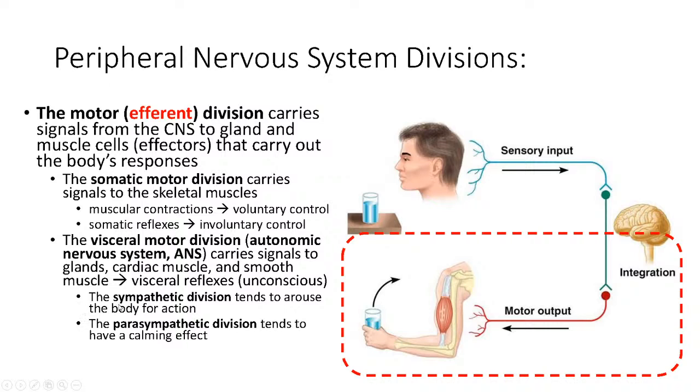The autonomic nervous system is further divided into the sympathetic and parasympathetic divisions. Now, the sympathetic division, it says, tends to arouse the body for action. Arouse in this case means to awaken or stimulate. The parasympathetic division tends to have a calming effect.